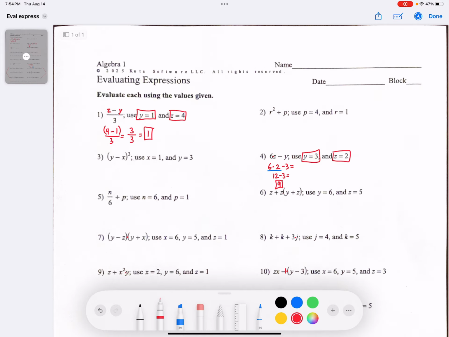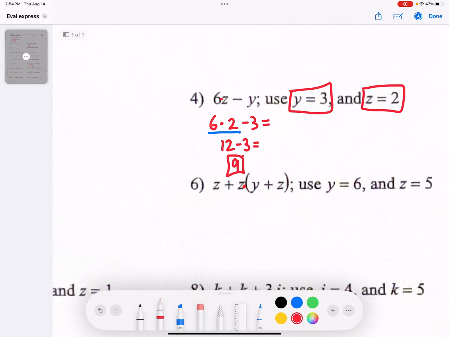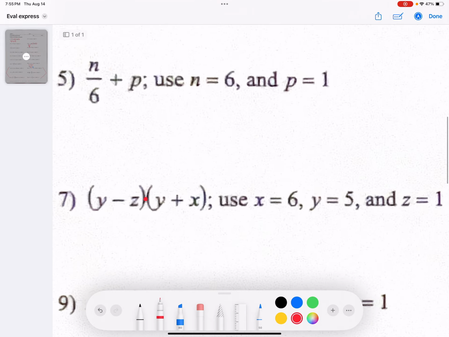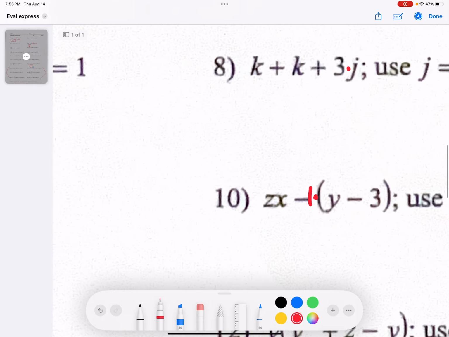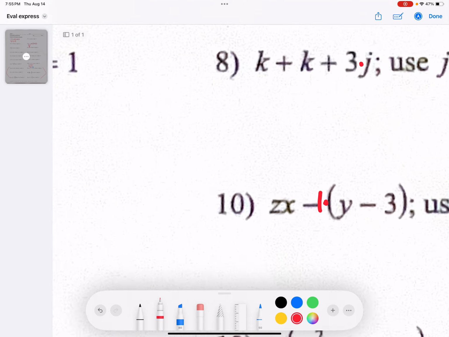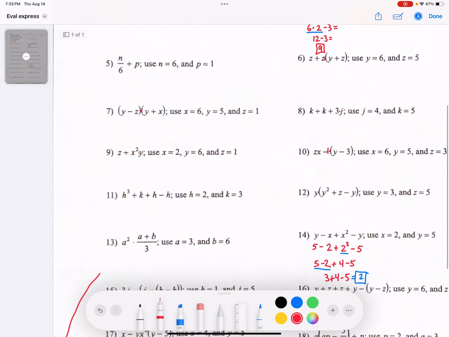Places you need to put times in. So here, between the z and the parentheses on number 6, make sure you put a times dot there. On number 7, between the two parentheses, a times dot goes there too. On number 10, make sure you add on a 1 between the negative and the parentheses and a times dot.